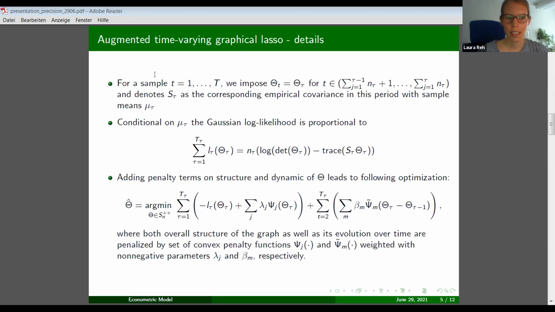A little bit more details, if time allows, sorry. How does the model look like?